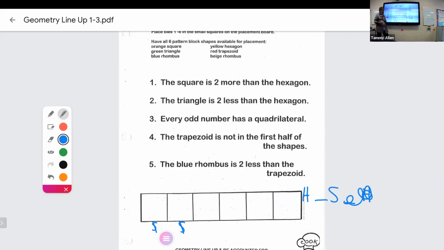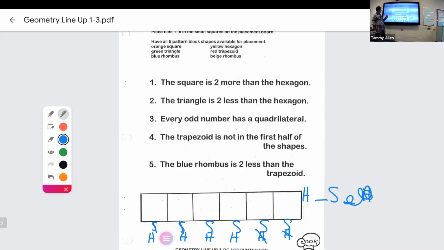So the square could be here, here, here, here or here, right? The hexagon could be here, could be here, could be here, could be here. Could the hexagon be here? So the hexagon can't be here and the hexagon can't be there, right? Does that make sense? Okay.